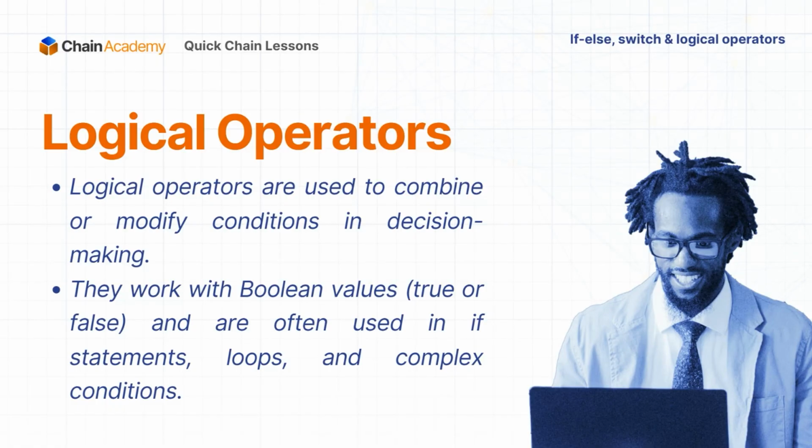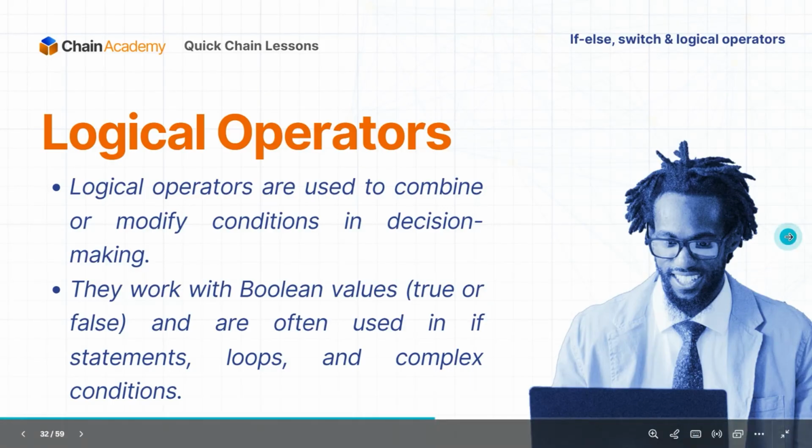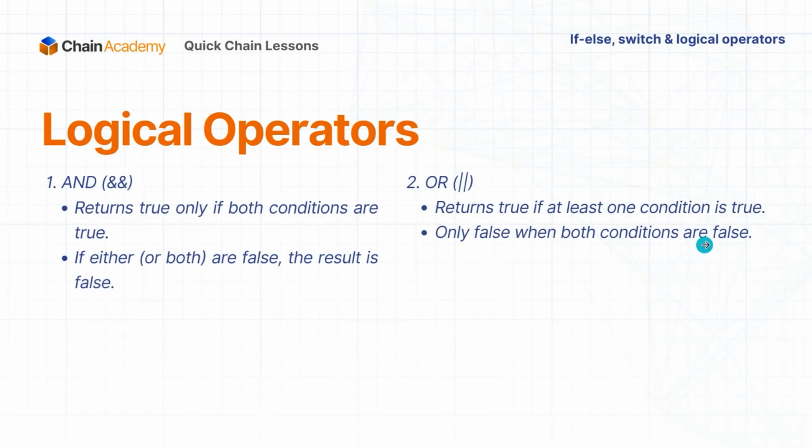They're especially powerful inside if statements, loops, and complex conditions because they give your program the ability to make smarter decisions. Let us start with the two most common logical operators, the AND and the OR. The AND operator returns true only if both conditions are true. If either one is false or if both are false, then the result is false. So think of the AND operator as requiring everything to be true.